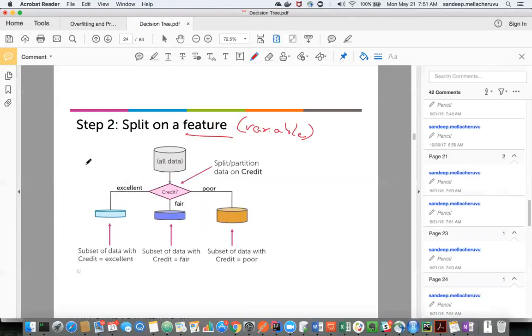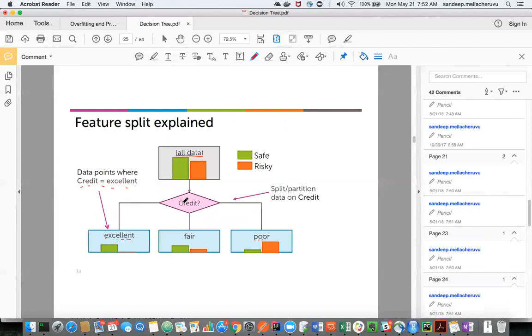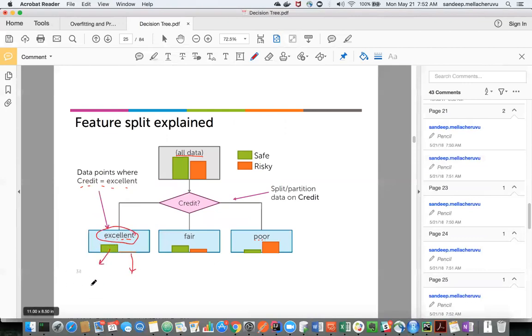Now you take a feature and split the data on that feature. For example, now I took credit as the feature. You split your data on credit. How do you split? If credit equals excellent, compute all the data points where you have a safe loan and where you have a risky loan. Let's say this is 5, this is 0. Similarly, when credit equals fair, compute all the data points where the training data says credit equals fair and it is a safe loan. Let's say this is 4 and this is 2.